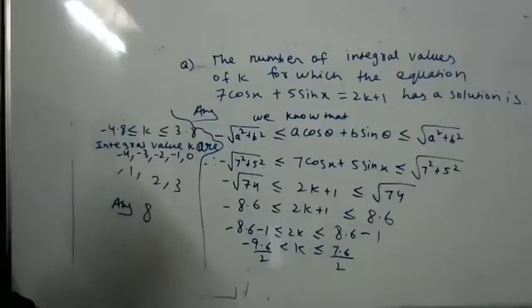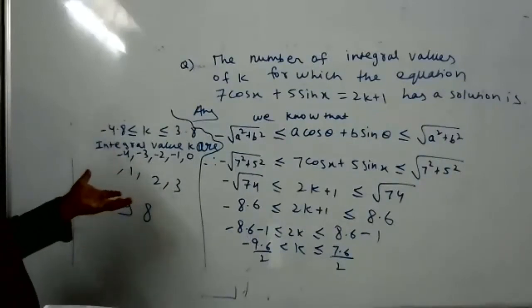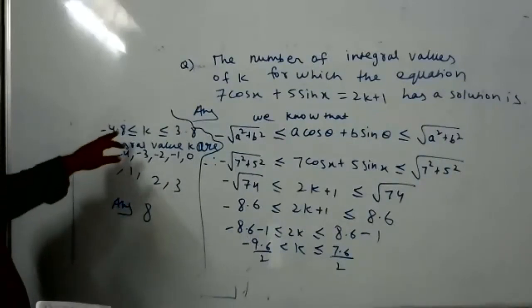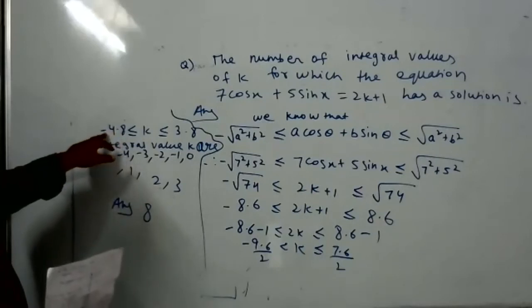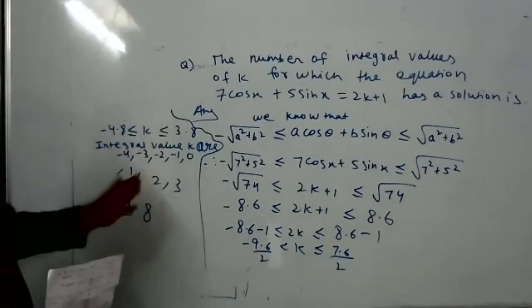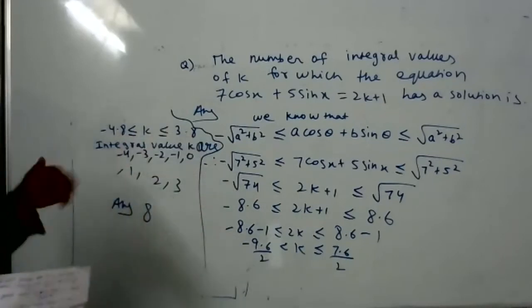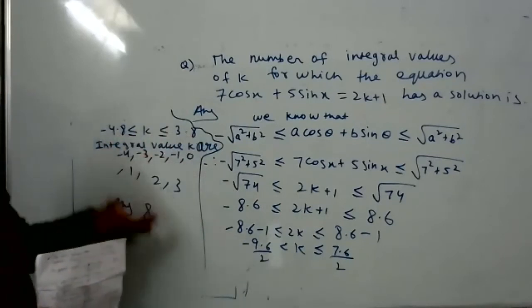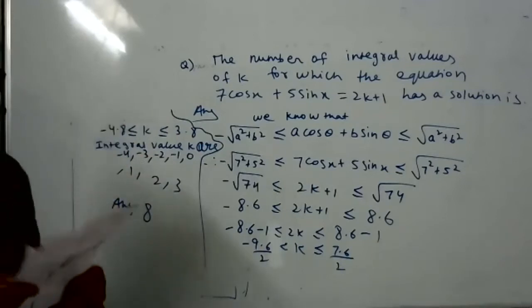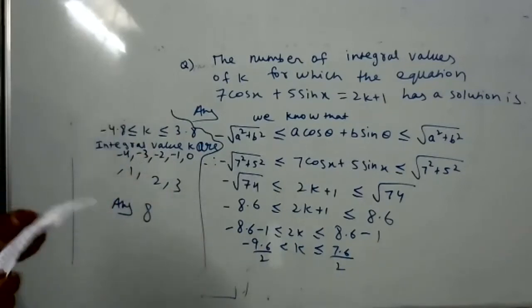But what happened? We are interested in the integral value. Integral value means the integers which lie between minus 4.8 and 3.8. So the integers are minus 4, minus 3, minus 2, minus 1, 0, 1, 2, 3. How many are they? They are total 8. That's all they are asking. Hey, be fast.